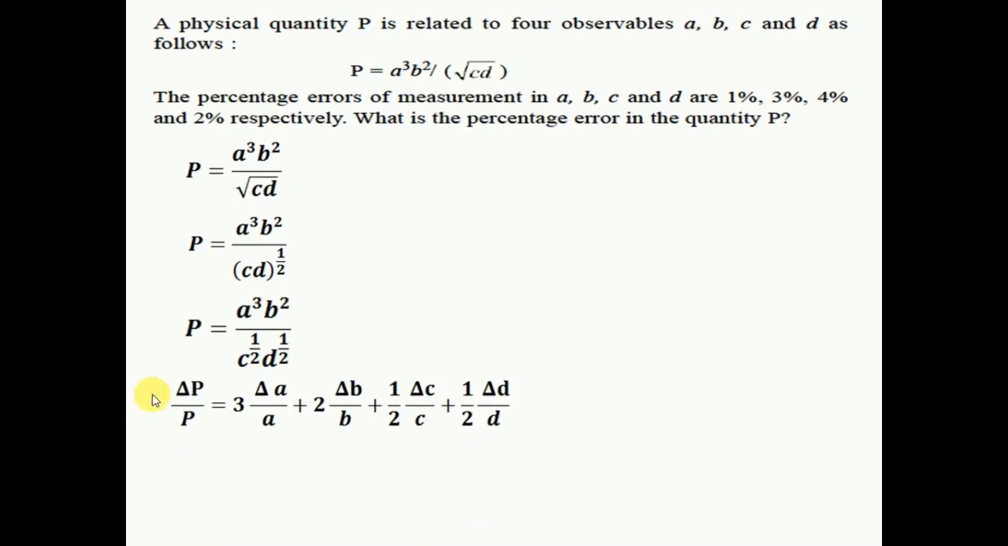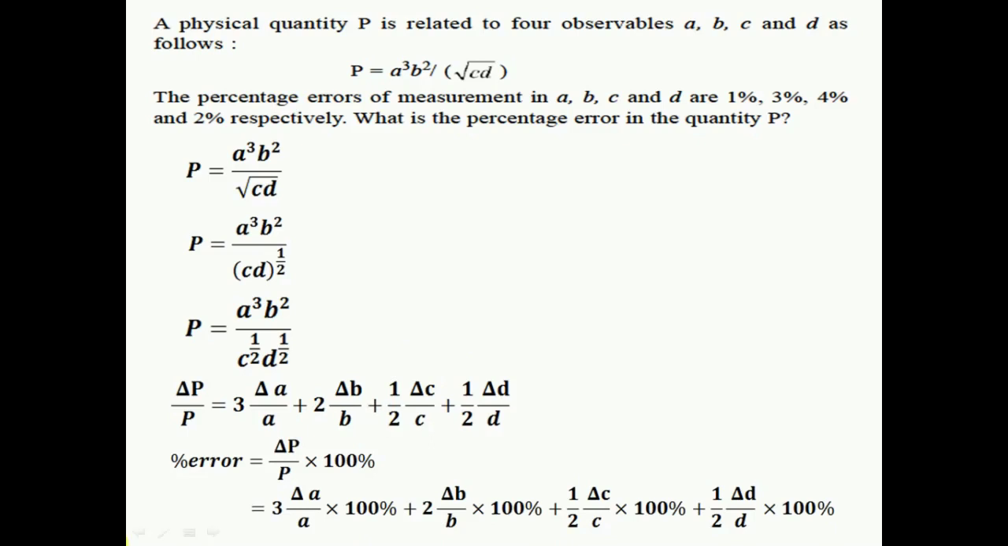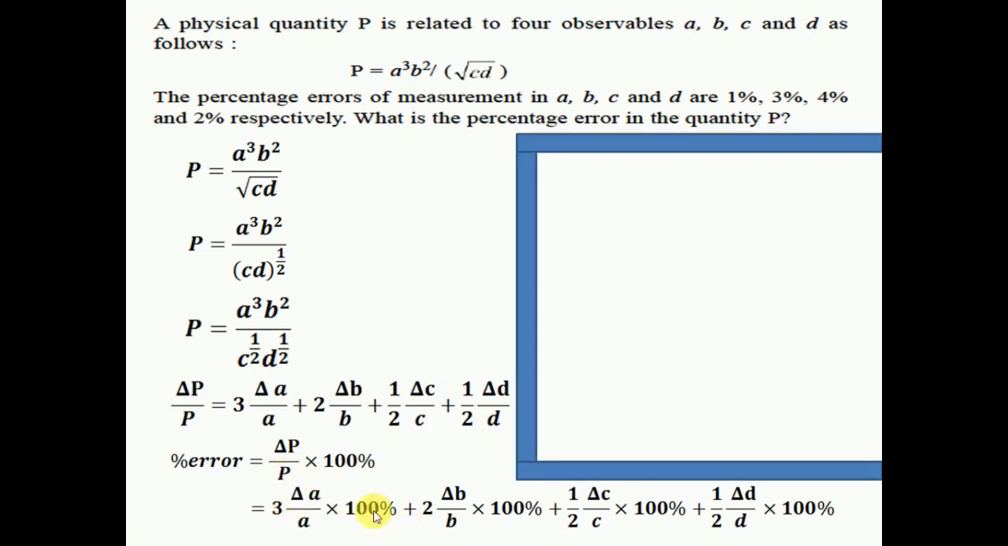So now delta P by P is 3 into delta A by A, 2 into delta B by B, half into delta C by C, half into delta D by D. So percentage error is, now I'll just multiply both sides with 100. So now this term is percentage error in A, and this term is percentage error in B, and this term is percentage error in C and percentage error in D.